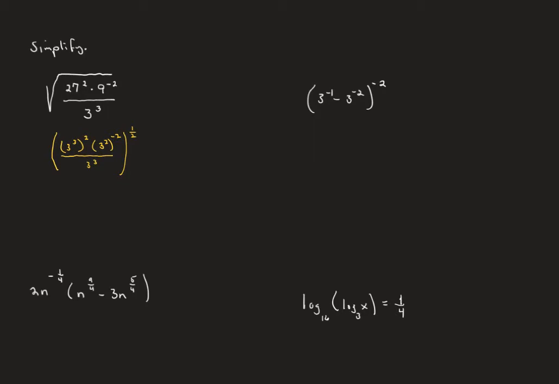So 3 to the third to the second, we multiply exponents. That becomes 3 to the 6.